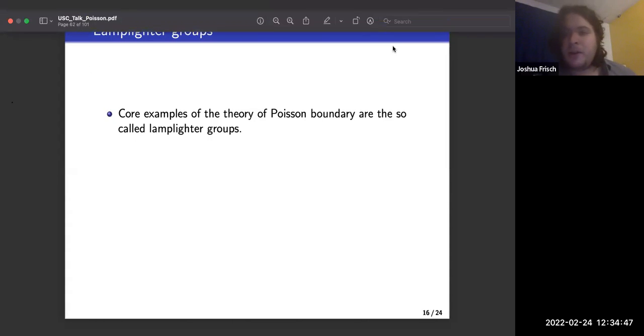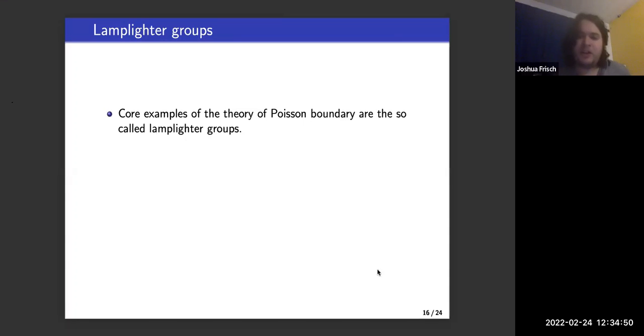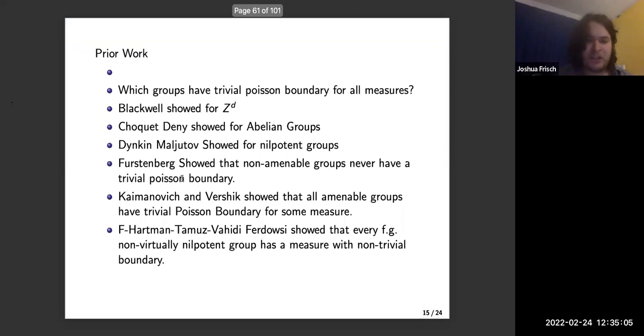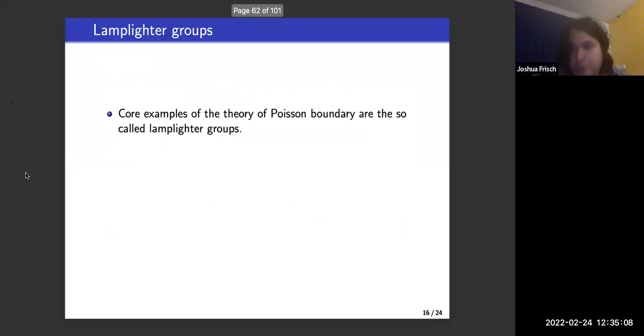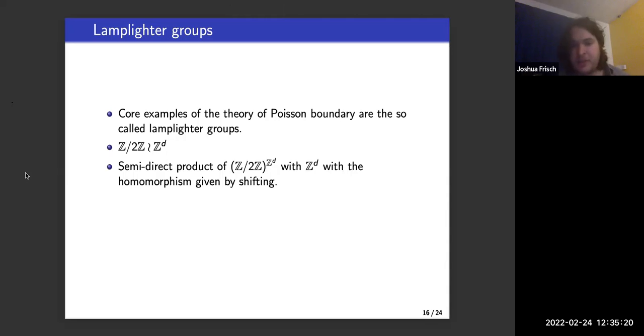And so now I want to focus specifically on Lamplighter groups, which I think are a good demonstration of the power of the theory. I'm about to define them. I should say that Kaimanovich and Vershik, in this previously mentioned paper, were the first ones to consider these. And these, even to this day, are the basic examples which show up in the theory. So you can write these as wreath products. It's going to be the semi-direct product of (Z mod 2Z) to the Z^d with Z^d, with homomorphism given by shifting.